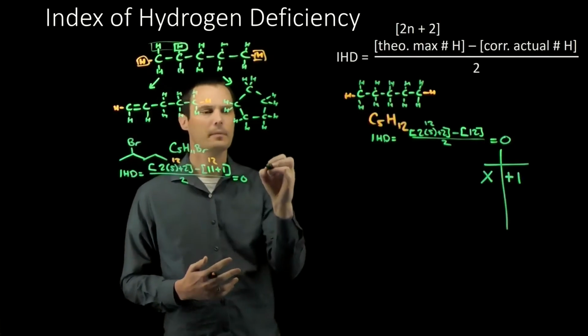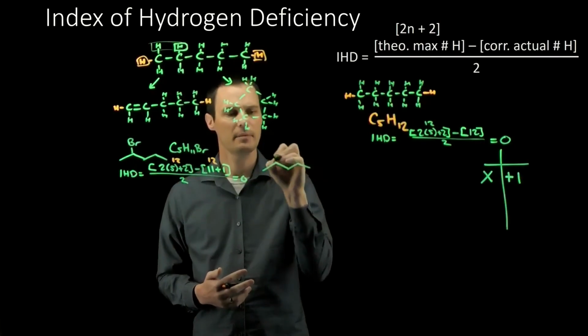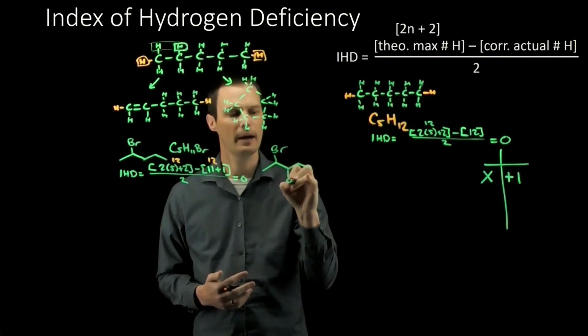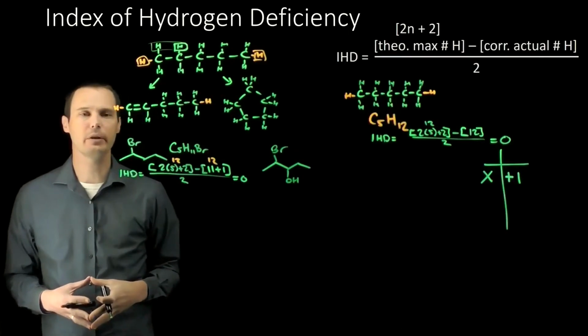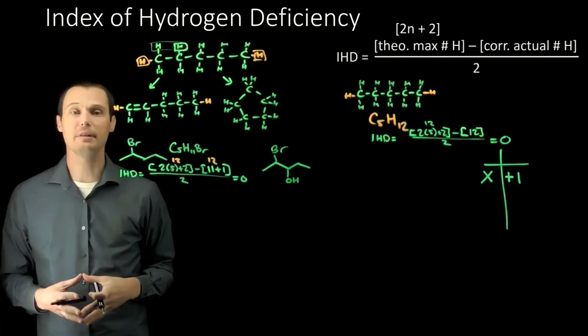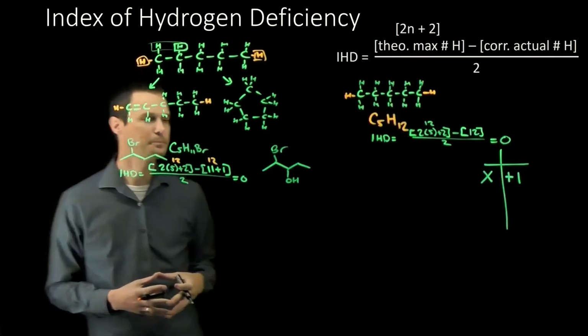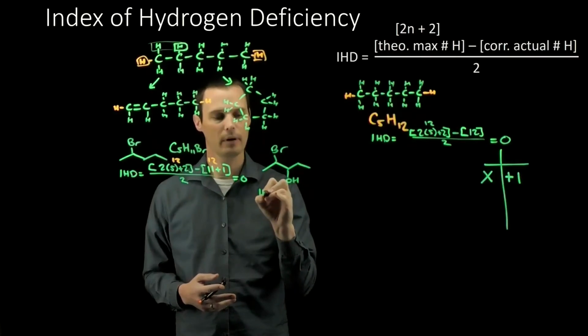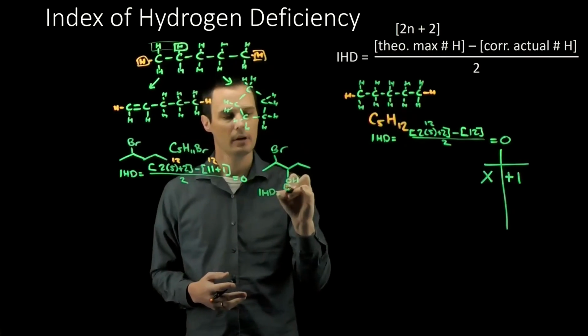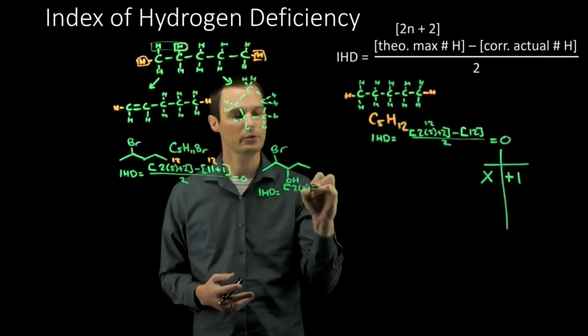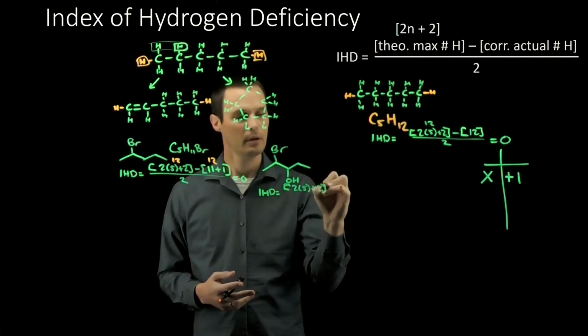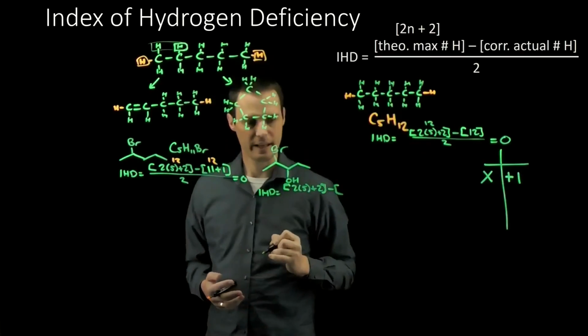Let's do another example. If I keep this same molecule with the bromine, and now I add an alcohol here, how does this change my index of hydrogen deficiency calculation? What correction factor am I going to need for an oxygen in the molecule? If we look at our IHD calculation, it would be the theoretical maximum number of hydrogens. We still have 5 carbons, so it's still 2 times 5 plus 2. Corrected actual number of hydrogens.